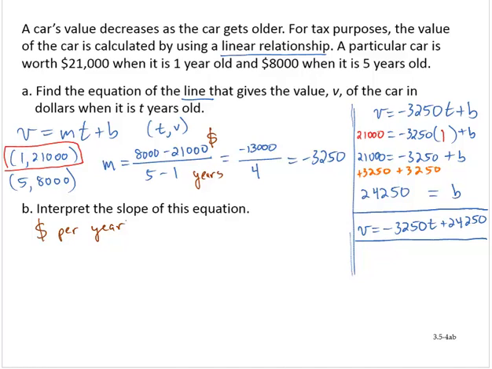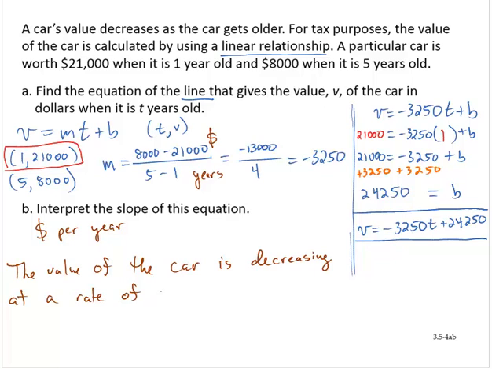So now what's happening in this situation? Well, the value, the output, is increasing or decreasing. It's decreasing, right? We have a negative slope, so decreasing. So here's how I might interpret the slope. The value of the car is decreasing at a rate of 3,250 dollars per year.